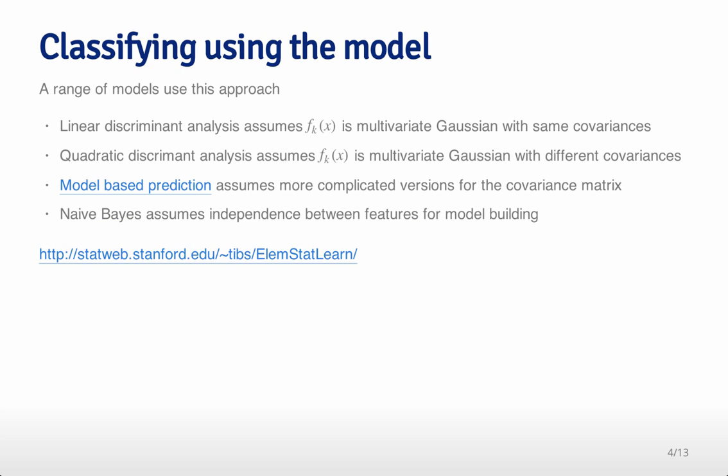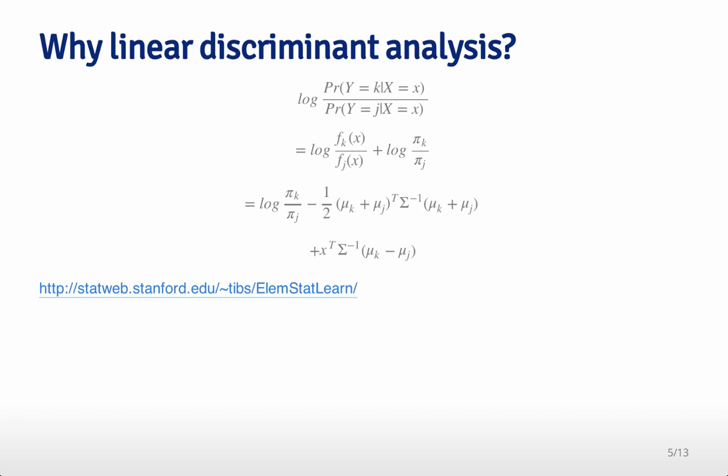This may not be true. We may not believe that the features or the predictors are independent, but it still might be a useful model for prediction purposes. So why is this called linear discriminant analysis?